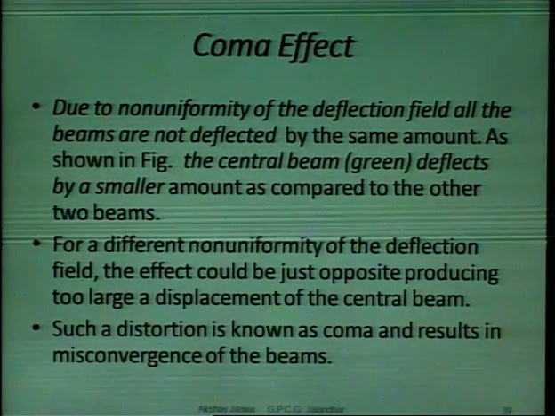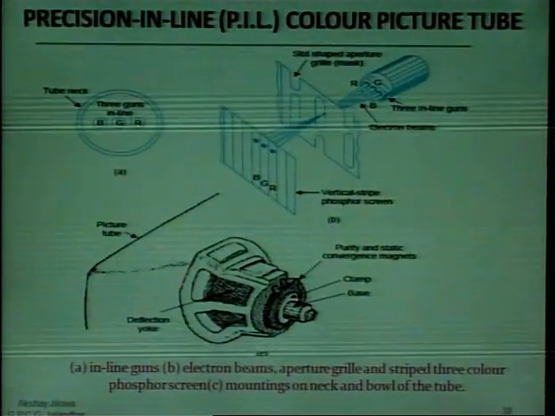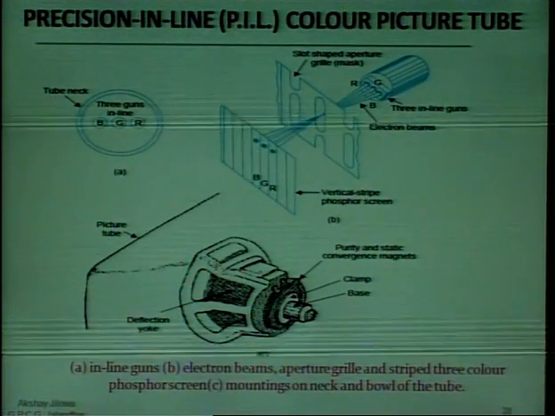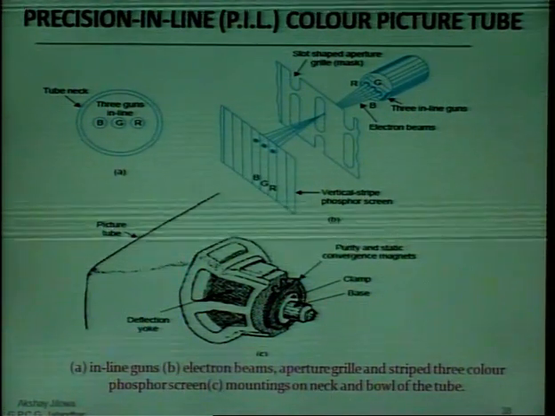The third type of picture tube is the Trinitron. We will discuss it some other time. So, here I come to the end of this chapter.